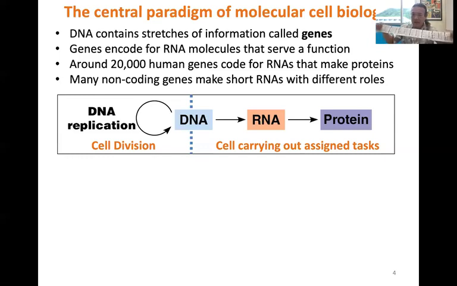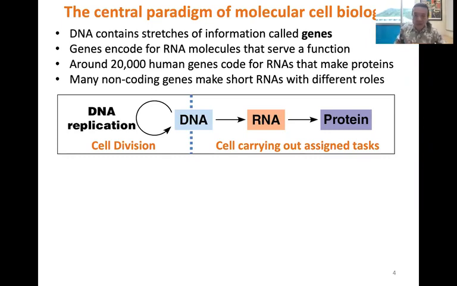So think about if this were a big long string of A's and T's and C's and G's. That's all our cell has to work with. And yet along the chromosome are these discrete stretches of information. And those are the genes, right?